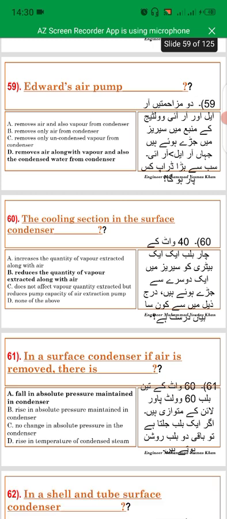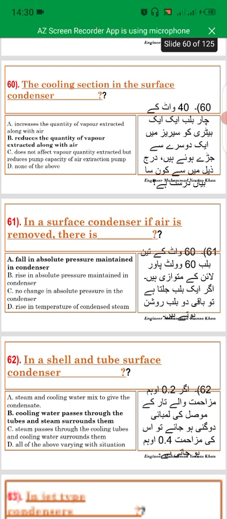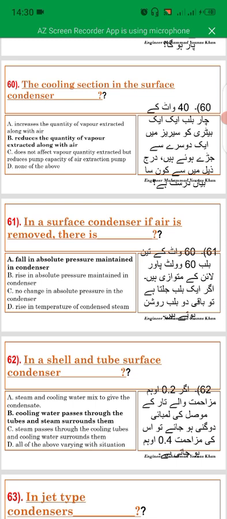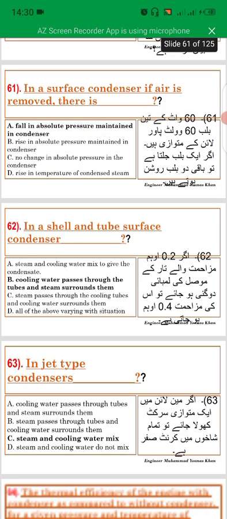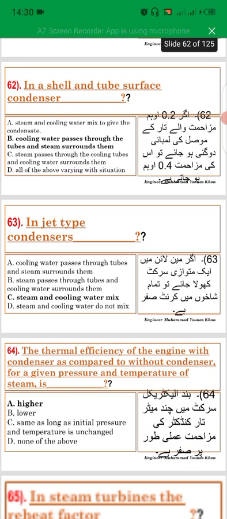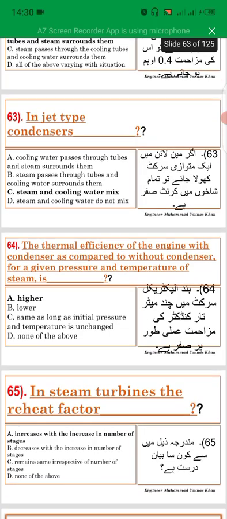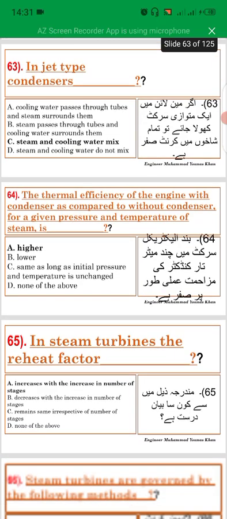Edwards air pump removes air along with vapor and also the condensed water from condenser. The cooling section in the surface condenser reduces the quantity of vapor extracted along with the air. In a surface condenser, if air is removed, there is fall in absolute pressure maintained in condenser. In a shell and tube surface condenser, cooling water passes through the tubes and steam surrounds them. In jet type condenser, steam and cooling water mix.